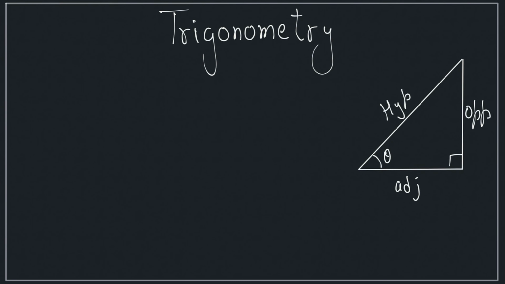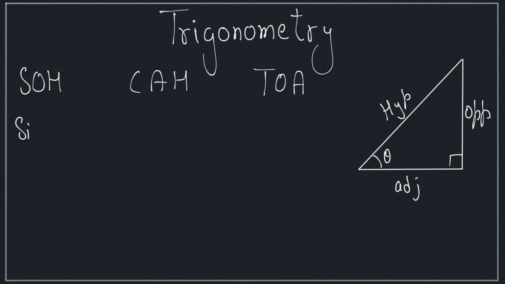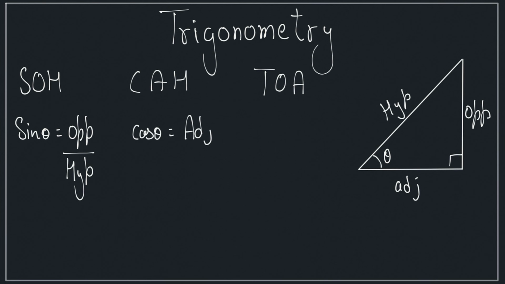Now let's learn about some important concepts of trigonometry. You might have heard of SOHCAHTOA, which is a short form to remember what sine, cosine, and tan stand for. Sine theta is equal to opposite divided by hypotenuse. Cosine theta is equal to adjacent divided by hypotenuse. And tan theta is equal to opposite divided by adjacent.